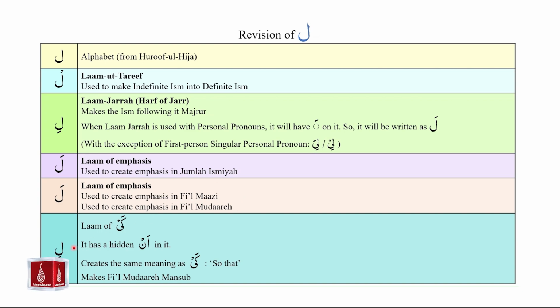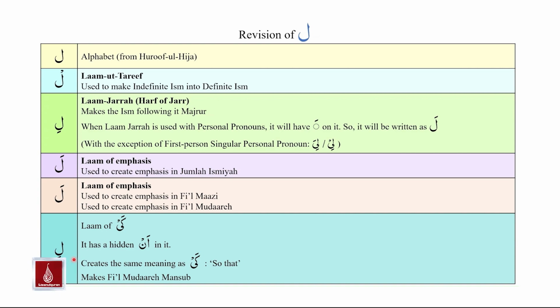We next studied laam kai or laam of kai. This laam is written as laam with a zair under it. This laam has a hidden an in it, and because of this an, it will make the fi'il mudare that follows it mansoob, and this laam creates the same meaning as kai, which is so that or in order to. So laam of kai provides us with a reason.